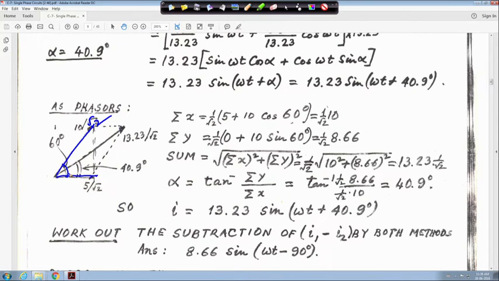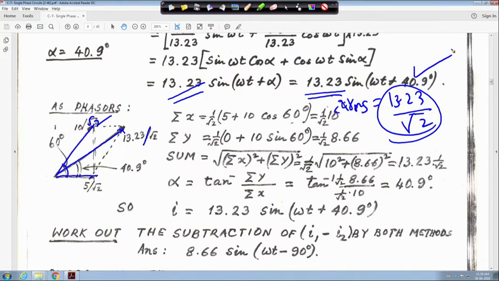So, another way of getting it is taking RMS value, and this is the resultant one, it is 13.23 by root 2, because here also it is 13.23 as the peak, and its RMS value is actually 13.23 by root 2, right. This is the magnitude and its angle is 40.9 degree. So, this resultant current is leading I1 by 40.9 degree, and I told you I2 is leading I1 by 60 degree, right. This is actually your phasor diagram for this one.